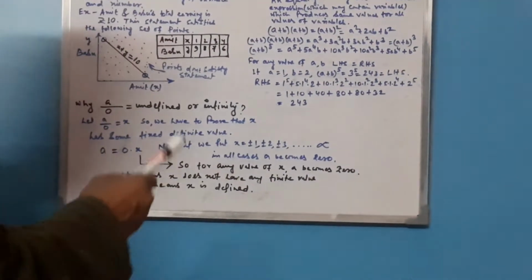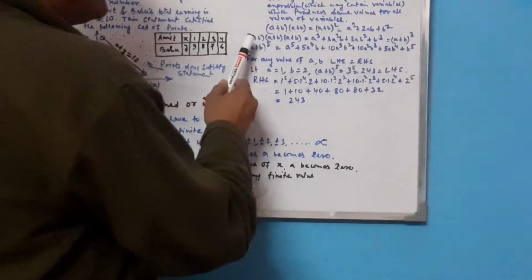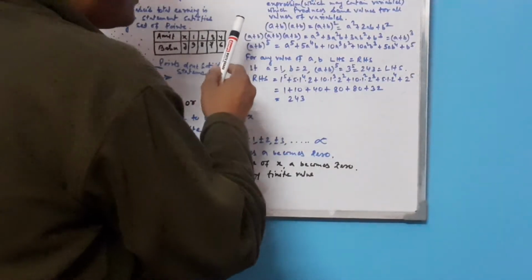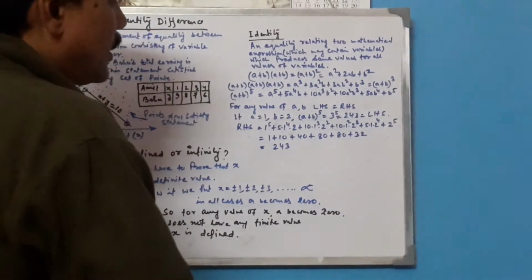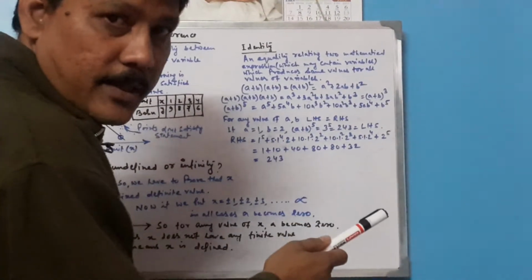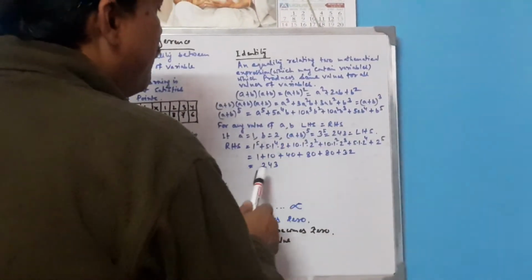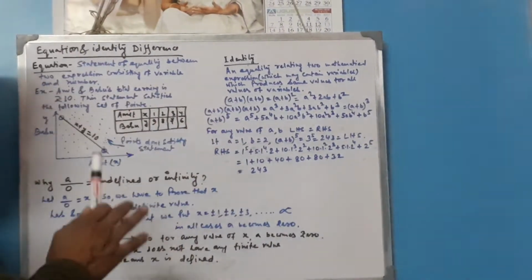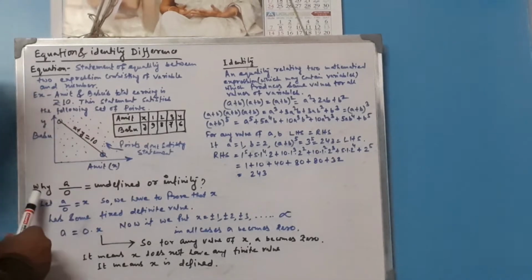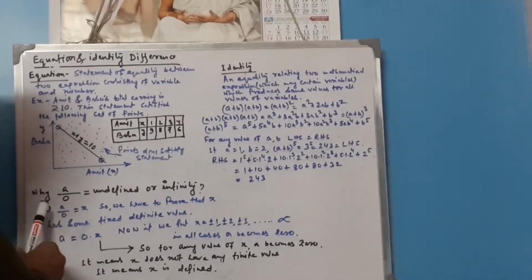It means if we put any values of a and b, both the left hand side and right hand side will always give the same value. This is the identity. Hope things are clear. Now let us come to the next discussion.